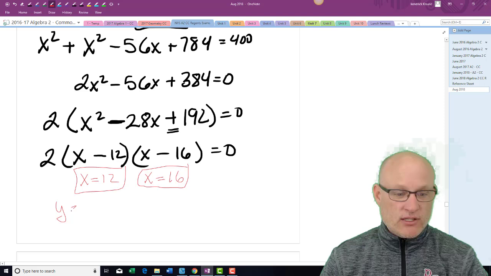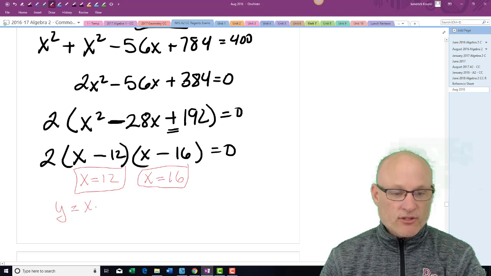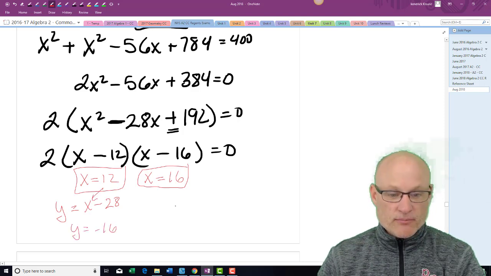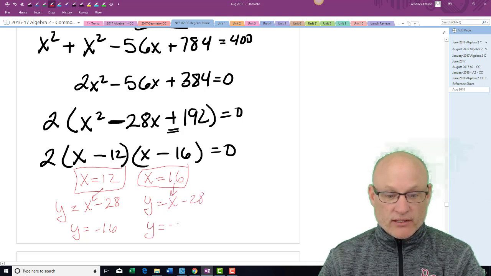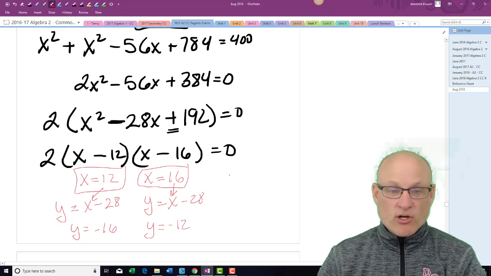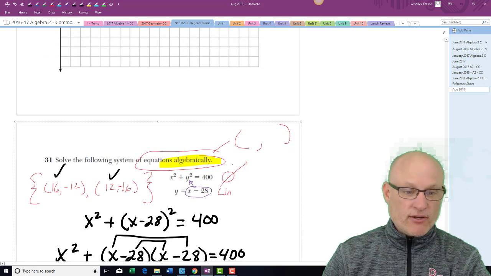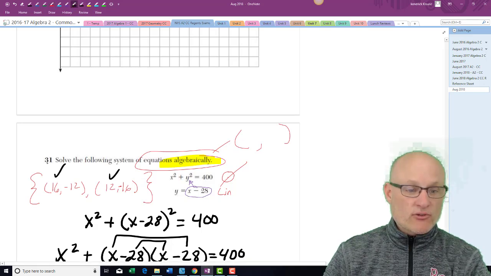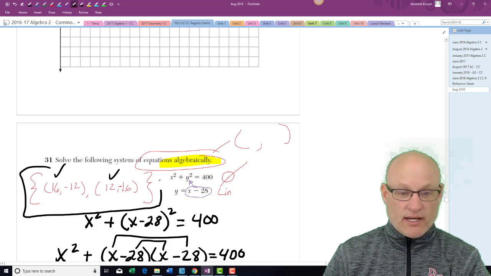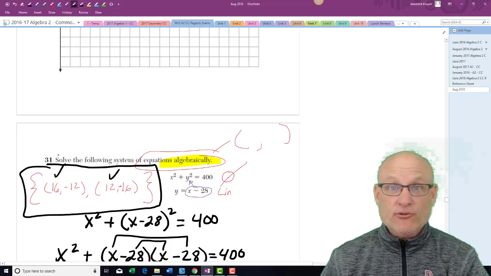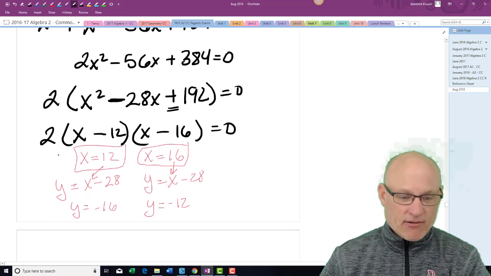So y is equal to x minus 28. Plug that in, and I get y equals negative 16. Y equals x minus 28. Plug that in, and I get y equals negative 12. So, therefore, these are my answers. There they are. Let's box those suckers in. Now I have full credit, and these are, in fact, my answers. Sweet.